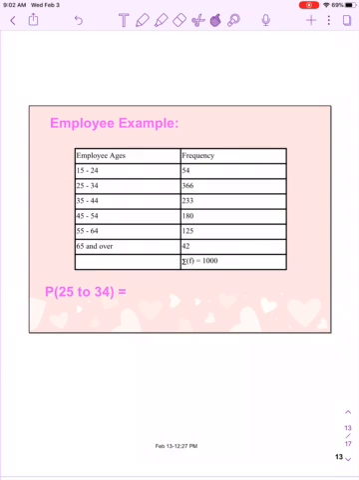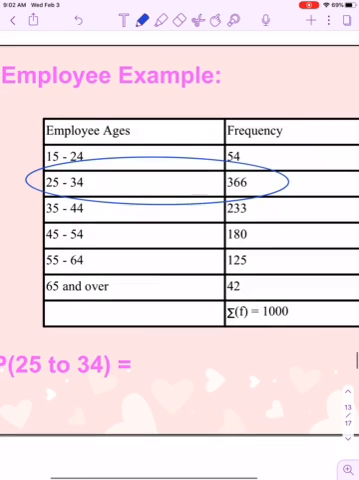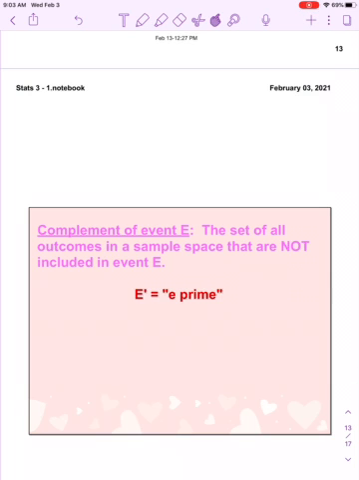All right, so here are these employees' ages and how many people in this company fall into each of those age categories out of 1,000 total people. So if you are being asked to find somebody, that means the probability. This P always means probability, and the parentheses is what you're finding the probability of. So the probability of somebody ages 25 to 34. Here's my 25 to 34 category. How many actual people are in that category? 366. Out of how many total people are there? 1,000. Okay, so how many people in the category over how many total people there are.